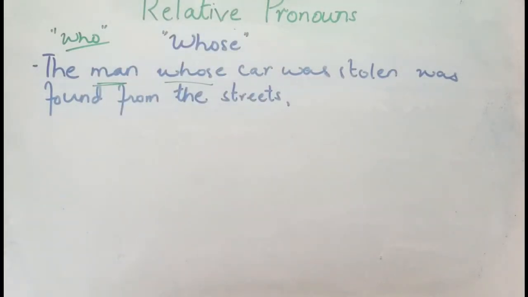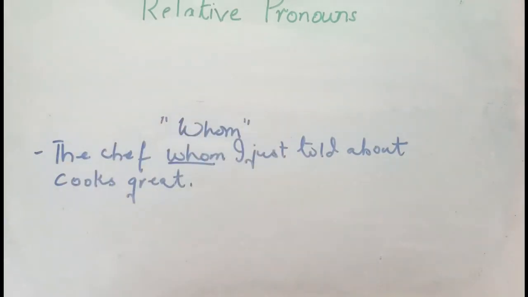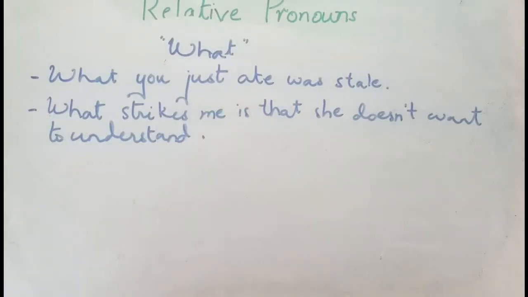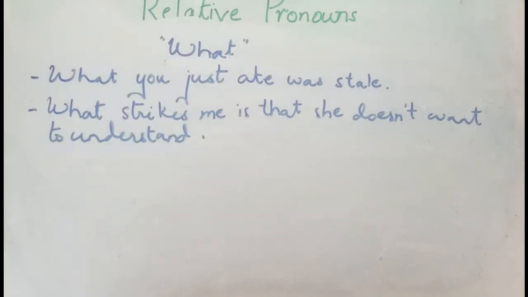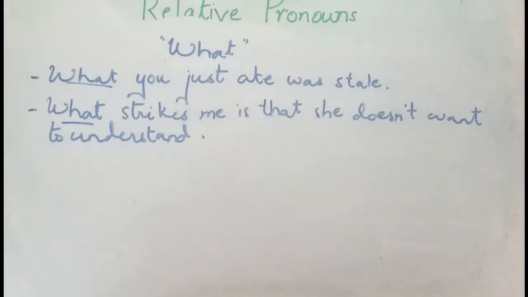The next one is whom. The chef whom I just told you about cooks great. We're going to use it in a restrictive clause only, where the information that you're providing cannot be omitted. So I hope the use of whom is clear to you. When you don't have any antecedent, then we use what. For example, what you just ate was stale. What strikes me is that she doesn't want to understand.